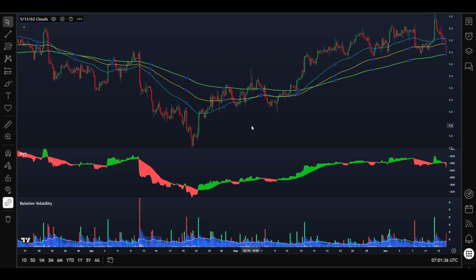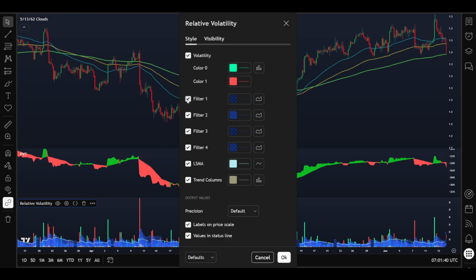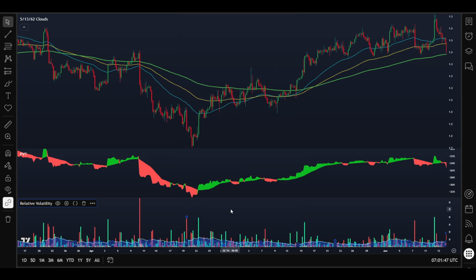Relative Volatility. Verified. Open settings. Style. Uncheck the first 3 filter options for a clean read. Reading rule. We only act when the latest bar is green and closes above the blue filter zone and above the white moving average. For shorts, red bar above the same thresholds. That's our participation gate.